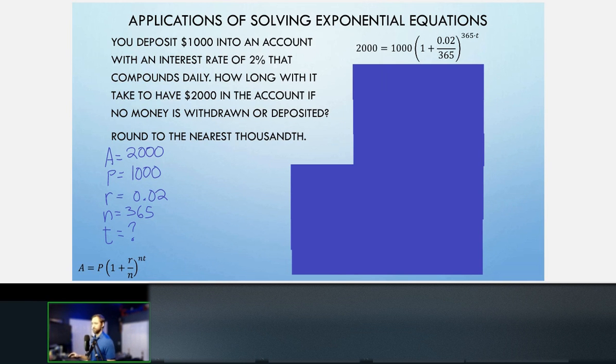So math is the most important class. It's also the hardest class. All right, so just give me a green check when you finish this problem.